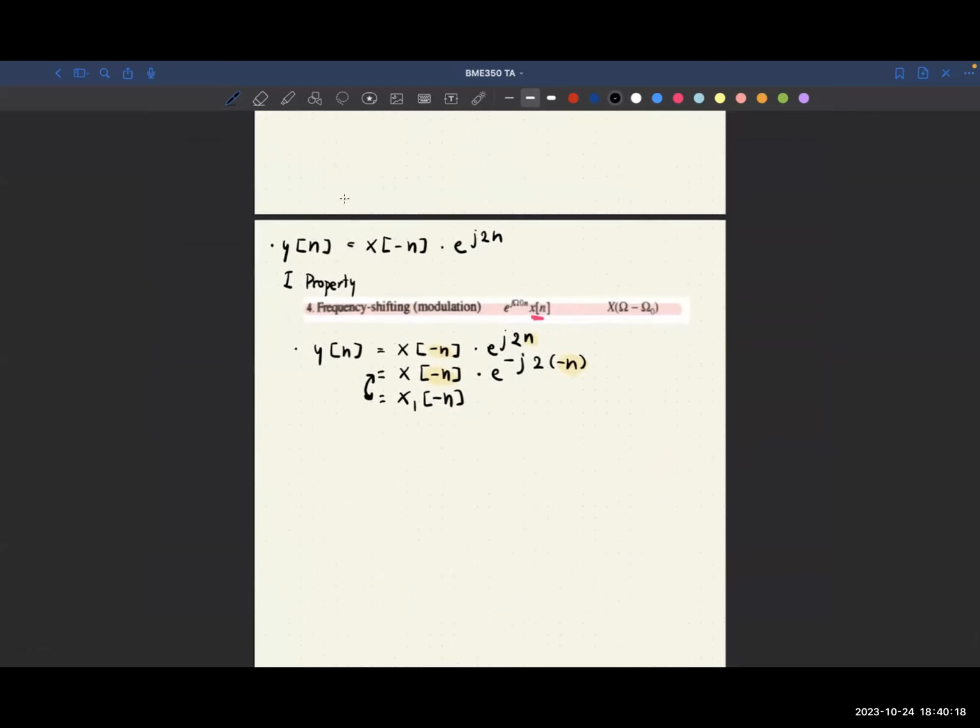Okay, so let's recap this part. We'll call it a new variable, x of negative n, where this is going to be the same thing as this one. Okay.